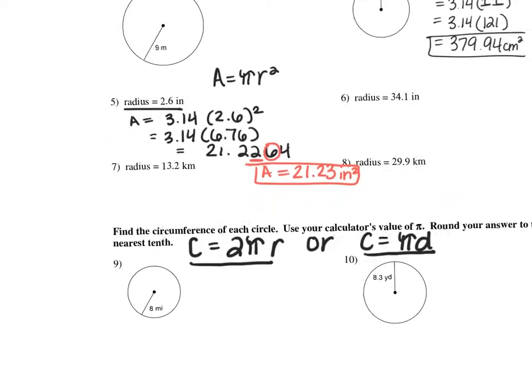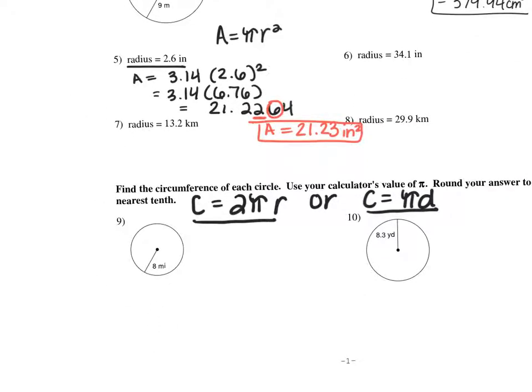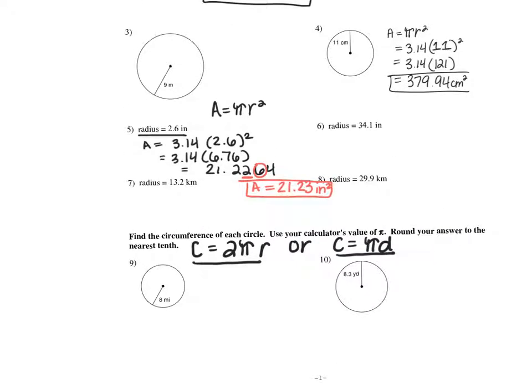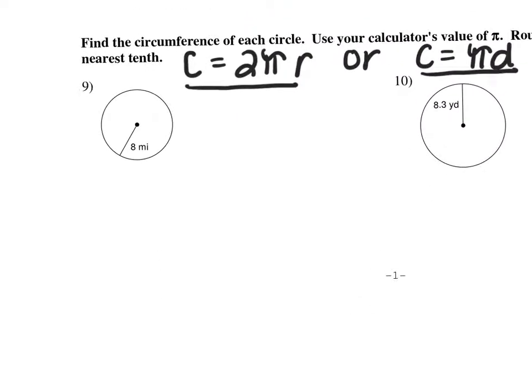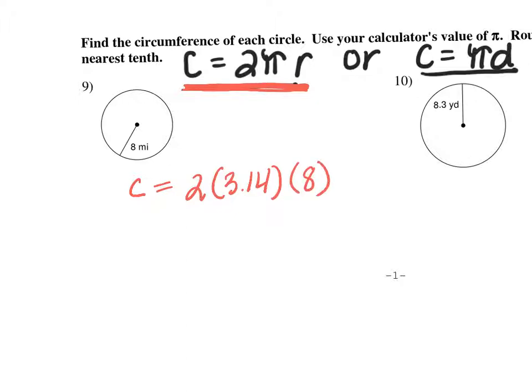And now I'm going to move on down here to finding the circumference. So area, again, you're just simply plugging it into that formula. Remember, your units are squared. And circumference, we're going to do the same thing with our formulas. If I look at 9 and 10, I'm going to use this formula here because it gives me just the radius, not the diameter. So C equals 2 times 3.14 for pi, and then times my 8.